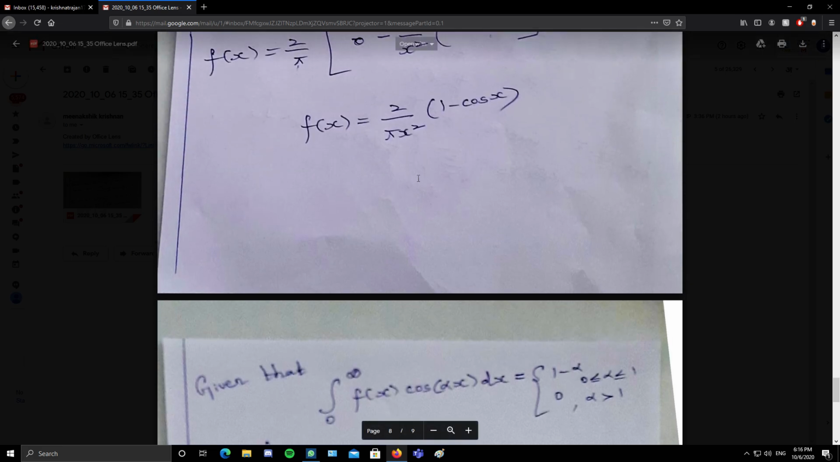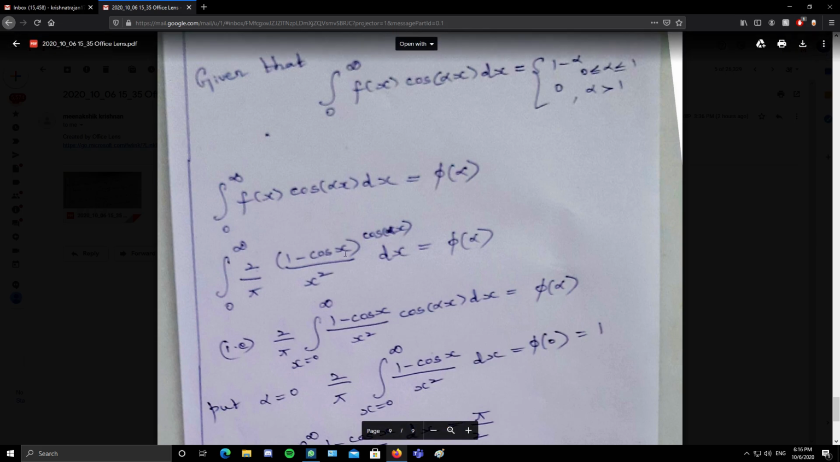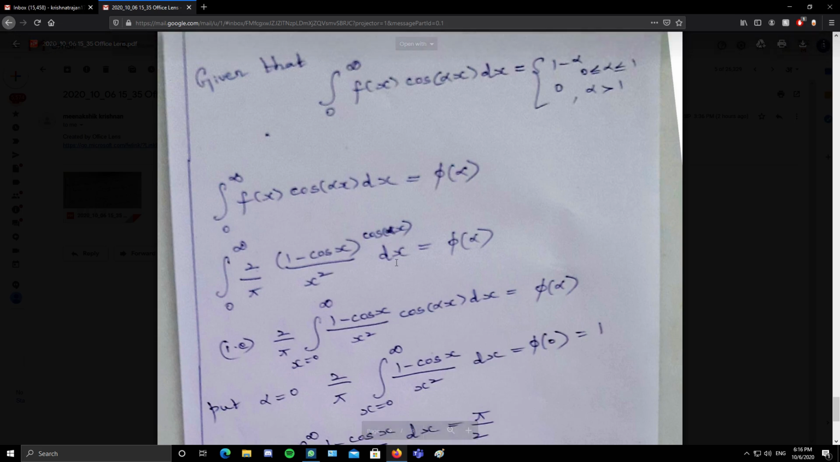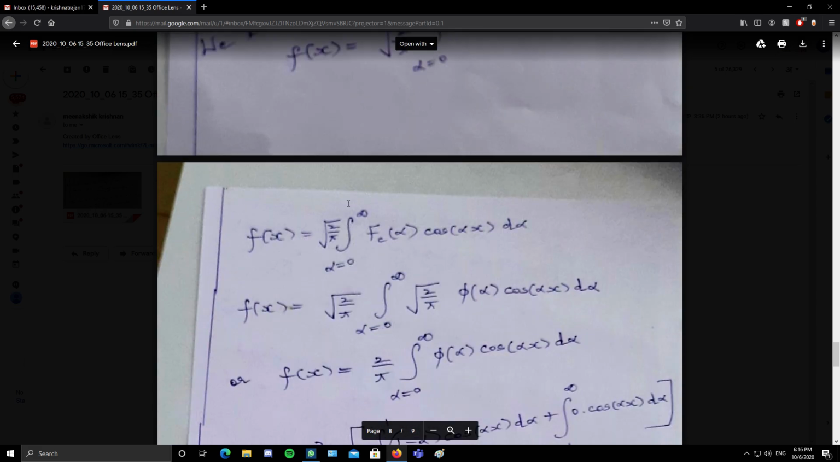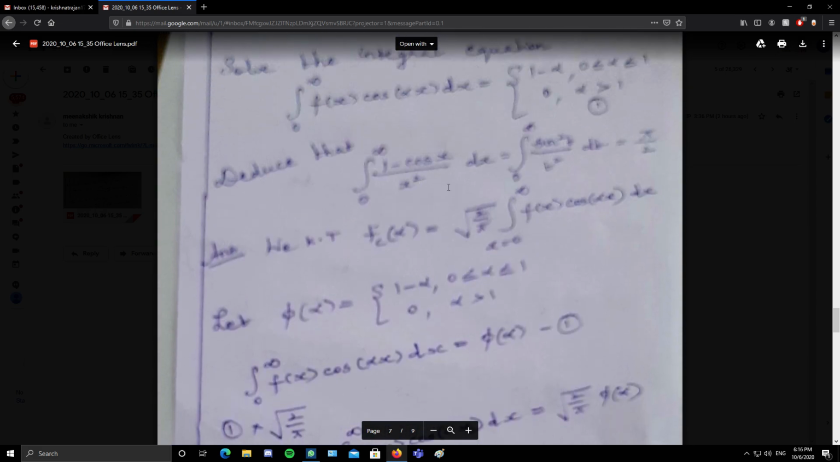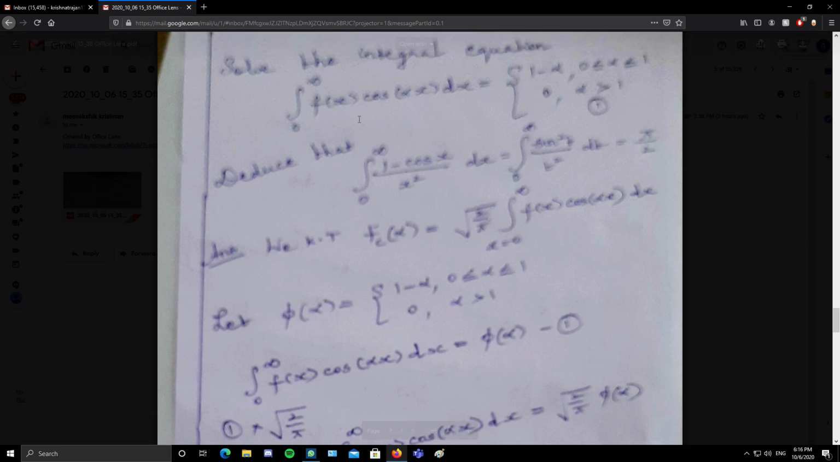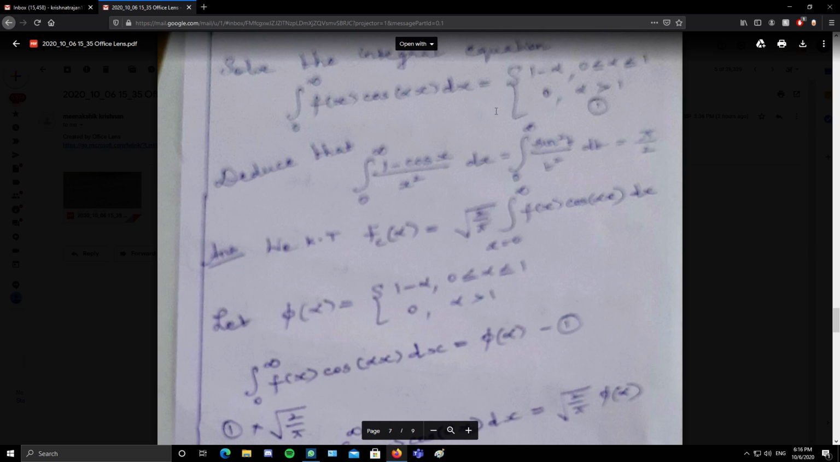What is f of x? f of x is 2 by pi x square into 1 minus cos x, and the integral of f of x cos alpha x dx equals phi of alpha. I repeat, we have solved the integral equation and we have got f of x. Now what is left for us? We have to deduce these two results. So we are going to substitute for f of x in 1.